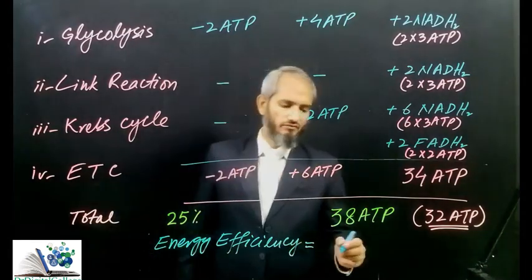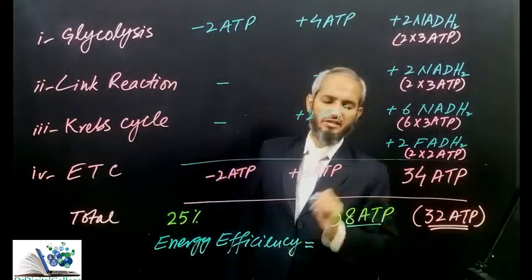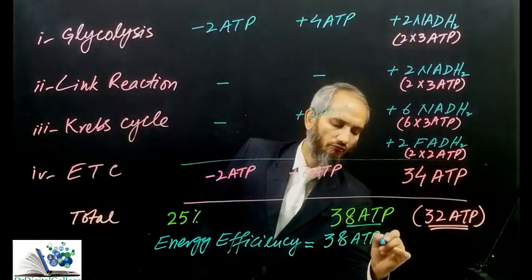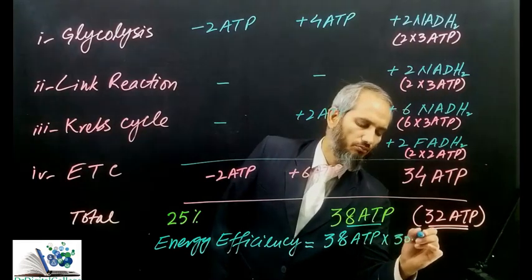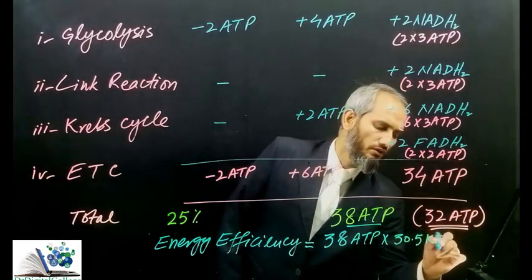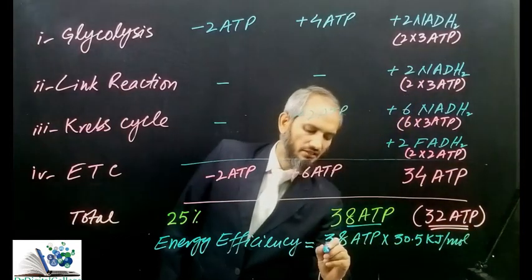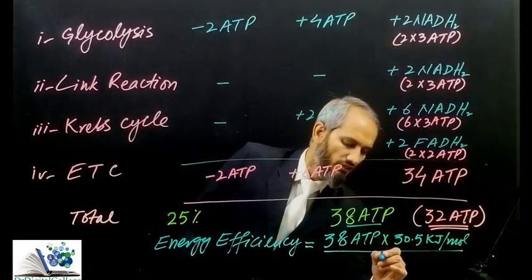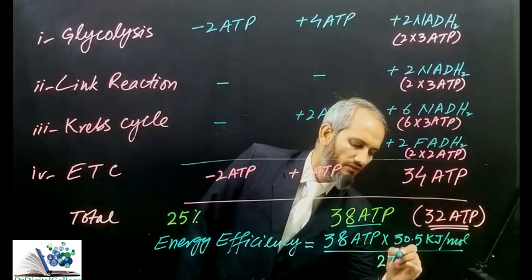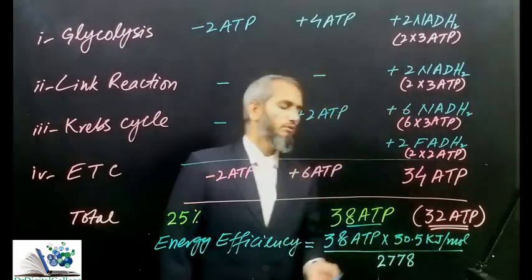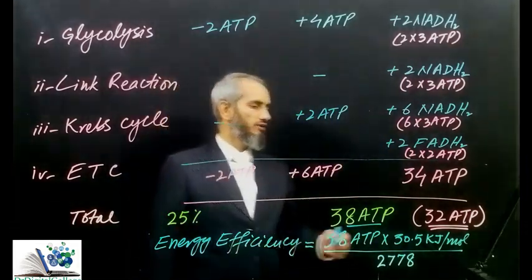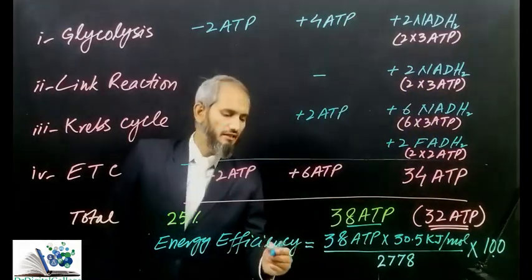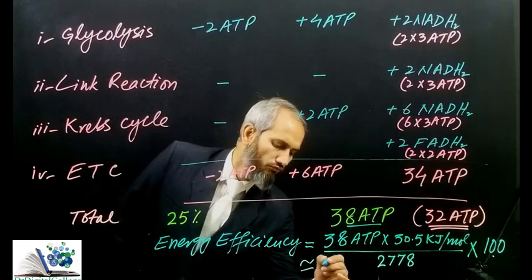Ideally, we are taking 38 ATP, and for 1 ATP there is about 30.5 kilojoules per mole of energy. The total amount of energy in 1 mole of glucose is about 2778 kilojoules per mole. If I multiply it by 100 to calculate the percentage of energy, this comes to about 40%.